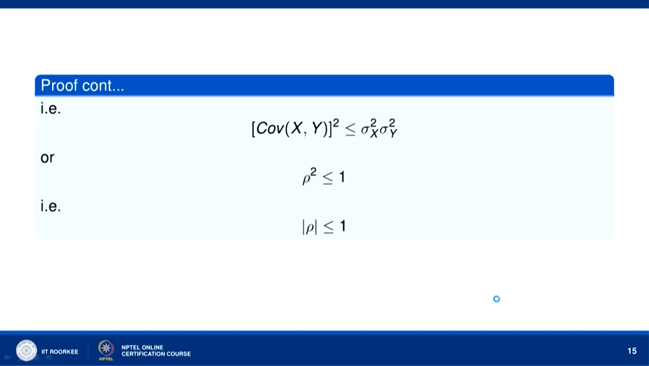So, we get (covariance of XY) whole square less than or equal to sigma X square into sigma Y square. Dividing by sigma X square sigma Y square, we get (covariance of XY) whole square divided by sigma X square sigma Y square less than or equal to 1, or rho square is less than or equal to 1, which implies that mod of rho is less than or equal to 1. So, this proves the result that the coefficient of correlation is bounded by 1.